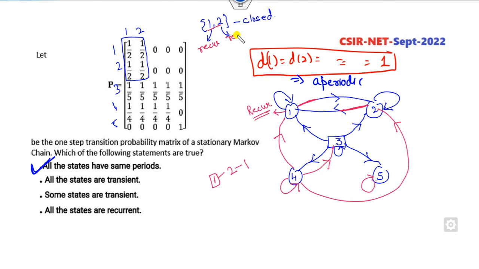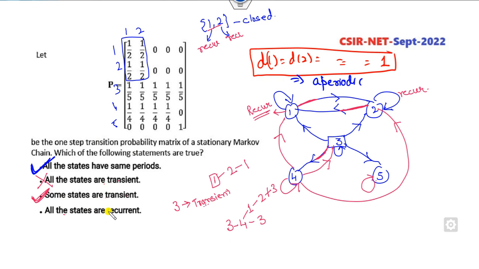Look at 3. How many ways? If you go from 3 to 4, can you come back from 4 to 3? Yes. But if you go from 4 to 1, 1 to 2, it is not possible that you can come back to 3. If you choose this path, it means 3 is a transient state. Fine. So "all the states are transient" is wrong, because 2 states are recurrent. "Some states are transient" is true, because 3 is one of the states. So this is the right answer.